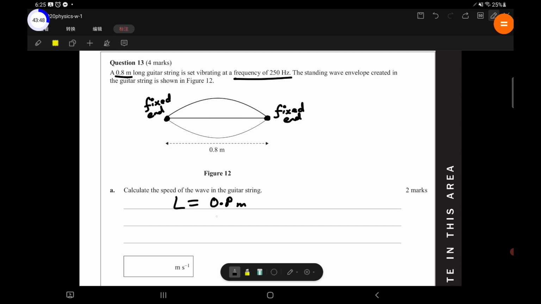Alright, so hopefully you guys remember that the wavelength that can fit inside our medium for a standing wave is equal to 2L over n for this 2 fixed end condition. We know that n is equal to 1 since this is the first harmonic. This is the largest wavelength that we have, or the smallest frequency.